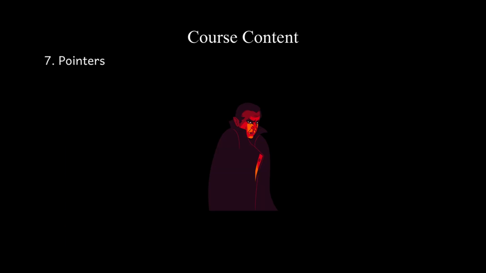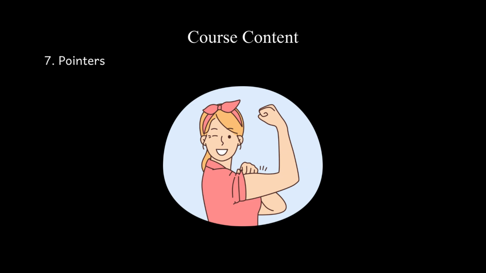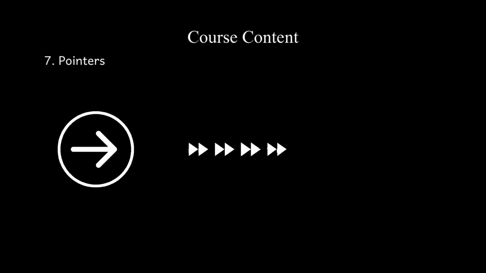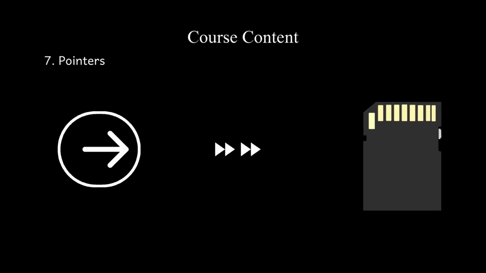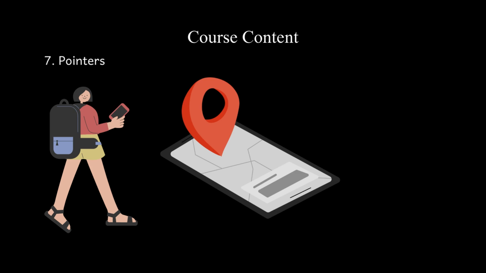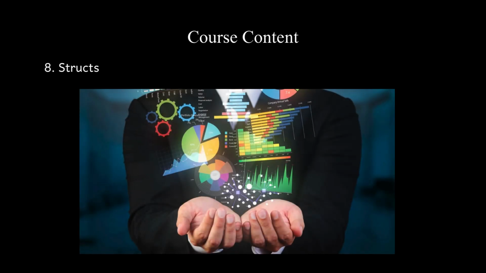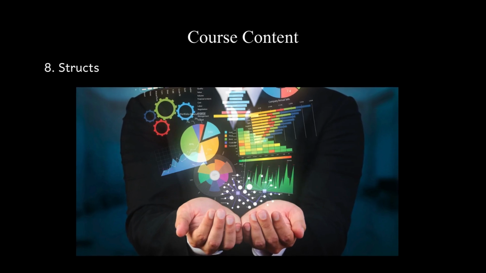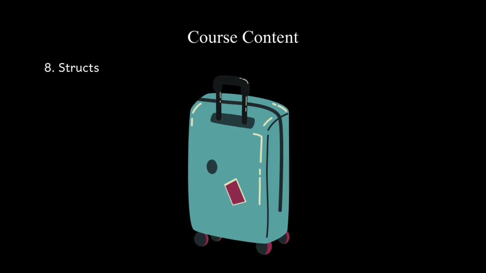Next up, pointers. Pointers might sound scary, but they're incredibly powerful. They let you directly access and manipulate memory. Think of them as your code's GPS guiding you through the memory landscape. Last but not least, we'll tackle structs. These are perfect for grouping different data types together. Imagine a struct as a mini data suitcase packing everything you need in one place.